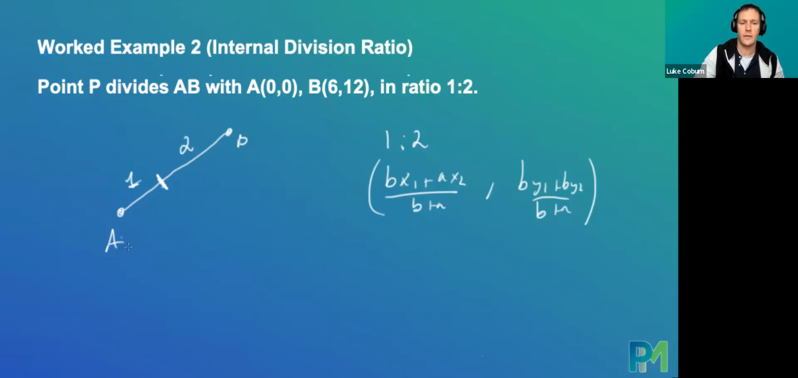And this is going to be my x1, y1, and this is going to be my x2, y2. And we can see that we're going to have an A and a B, and they're going to have to be this 1 and 2. So which one is the 1 and which one is the 2?